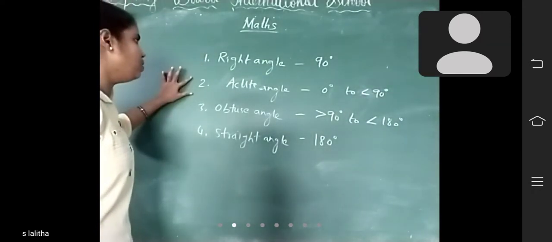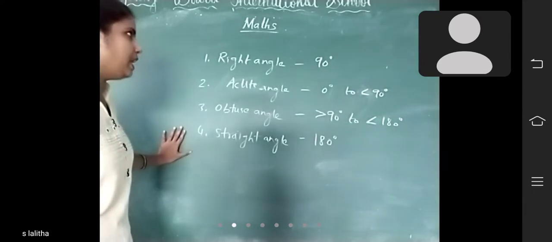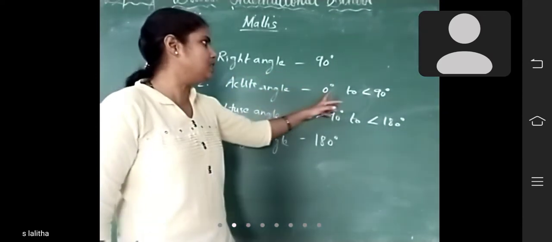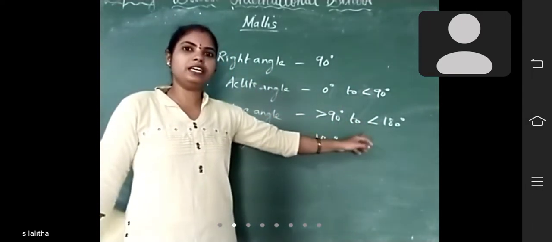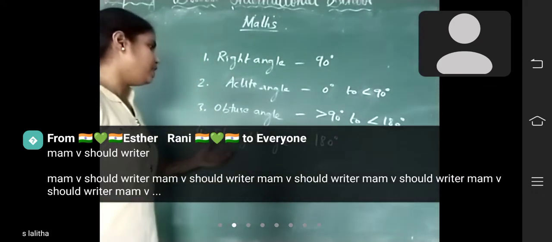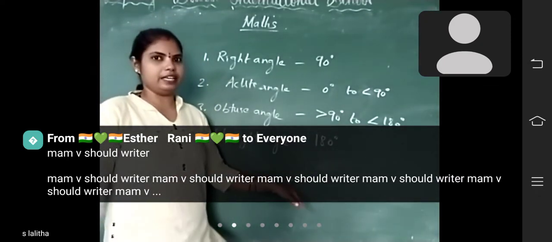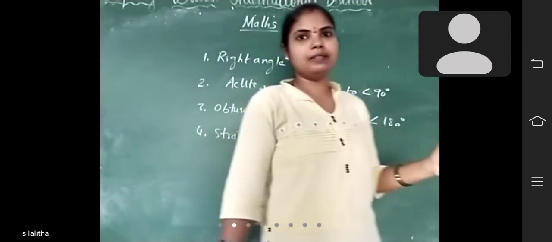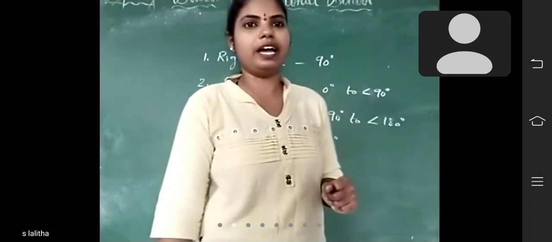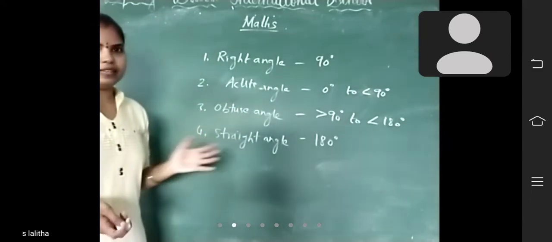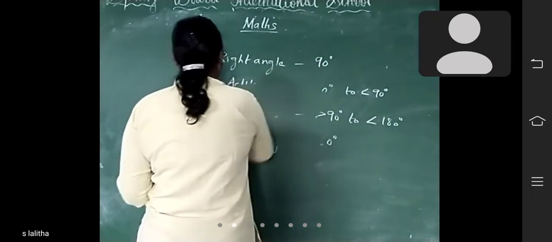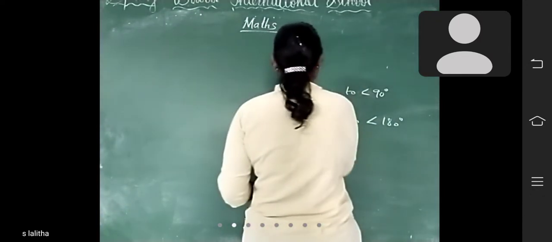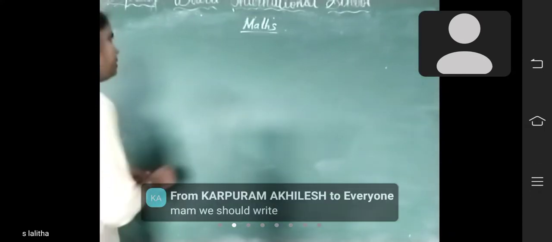So what are the types of angles we learned, children? Right angle, acute angle, obtuse angle, straight angle. Right angle is 90 degrees, acute angle is 0 degrees to less than 90 degrees, obtuse angle is greater than 90 degrees to less than 180 degrees, and straight angle is 180 degrees. With a protractor, we measure the angles. That is what we have learned up to there. Now we are going to the next topic, symmetry.